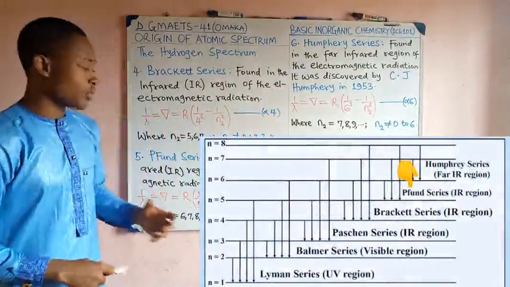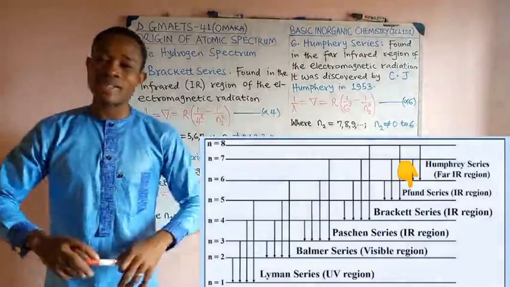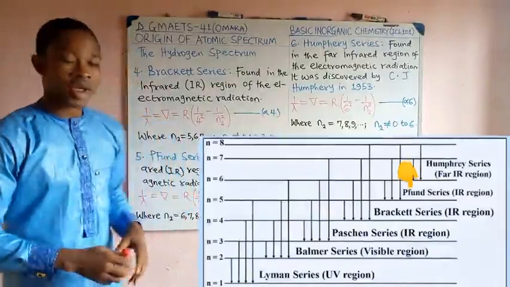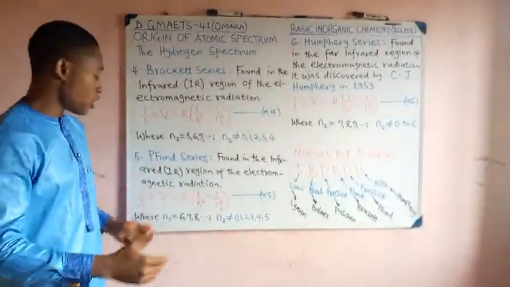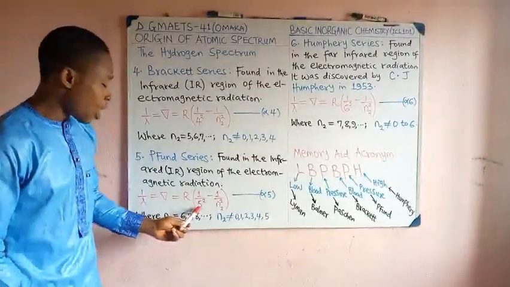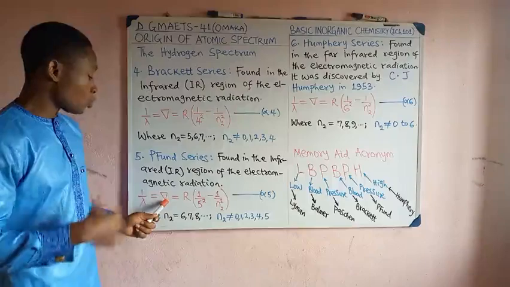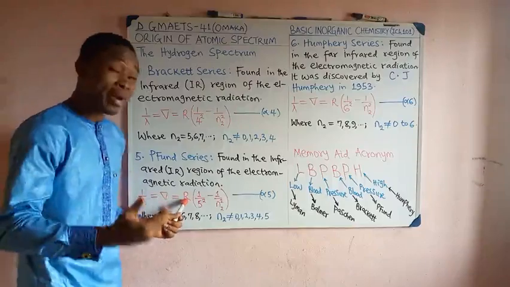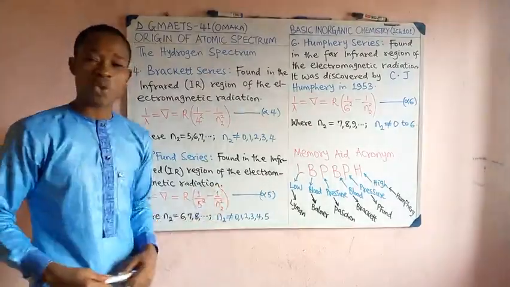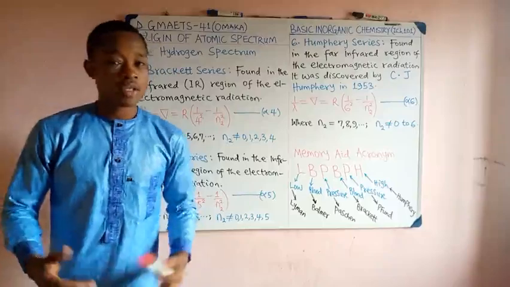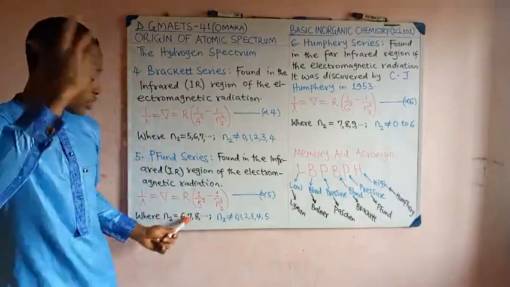Okay, now the fifth series is the Pfund series. It is found in the infrared region of the electromagnetic radiation. Once again, the Rydberg equation is giving us this for calculating the wavelength of the series as well as the wave number. n1 in that case is 5. So you have it as 1 over wavelength equal to the wave number equal to Rydberg constant, bracket 1 over 5 squared minus 1 over n2 squared. Now if n1 is equal to 5, it simply means that the value of n2 will take its value from 6 and above.